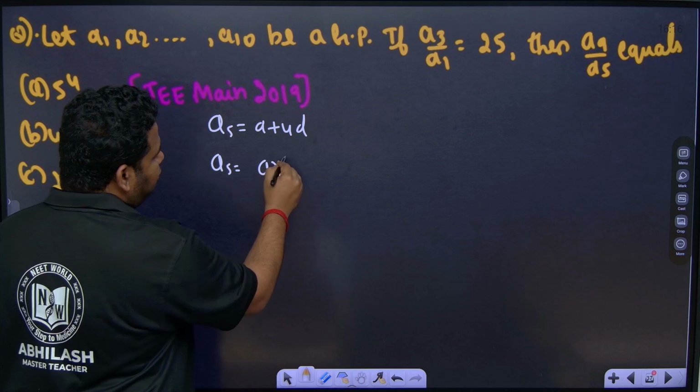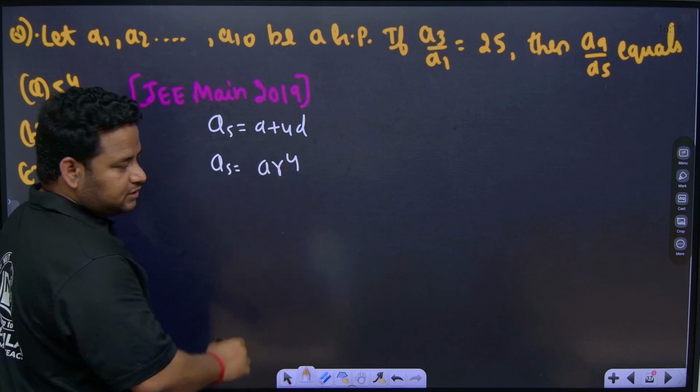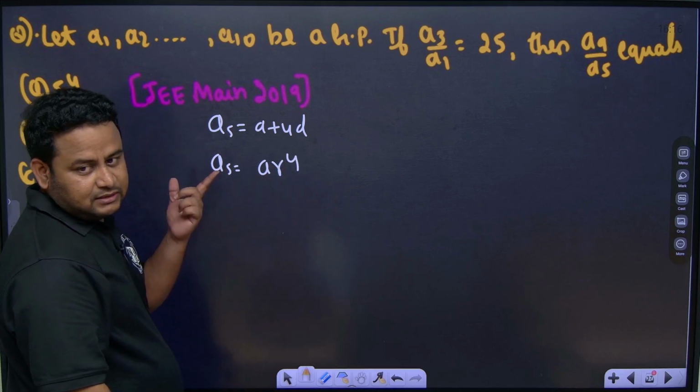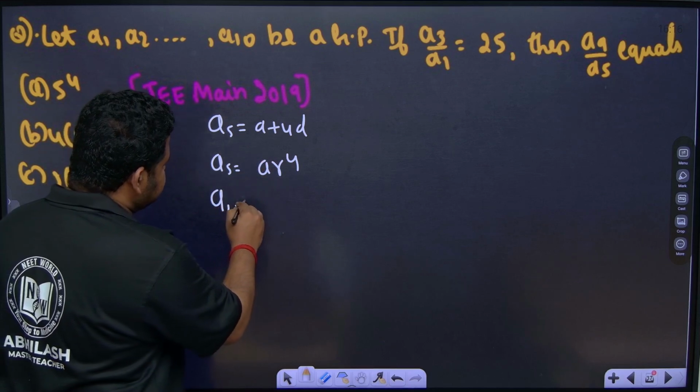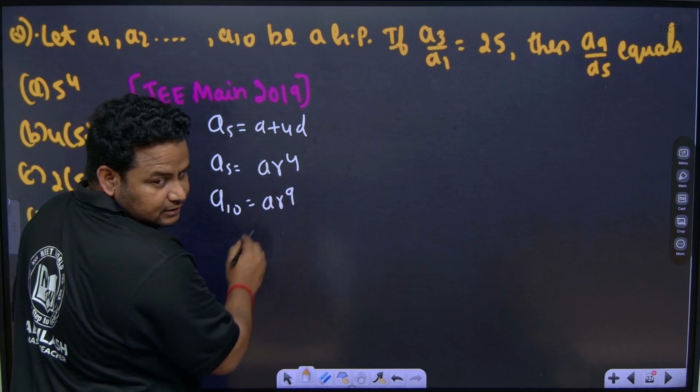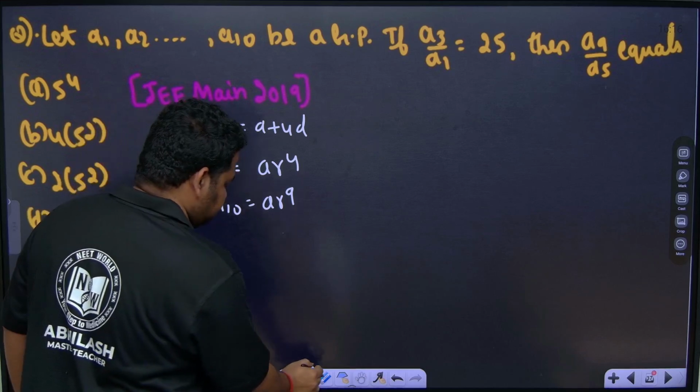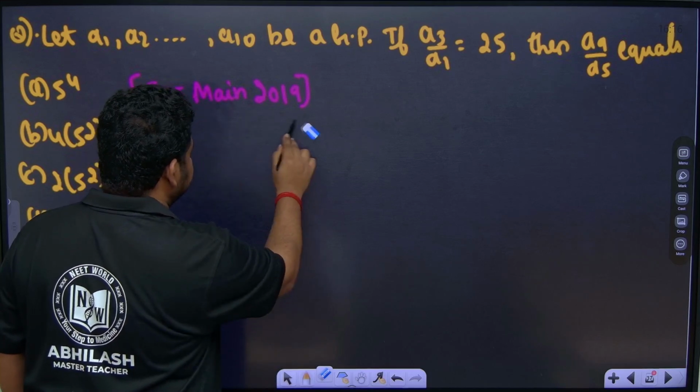A into R to the power of 4. Okay, this you have to remember: the nth term is A into R to the power of N minus 1. Suppose I write A10, I should write it as A into R to the power of 9. Clear? Now, having said this, let us look at this question.